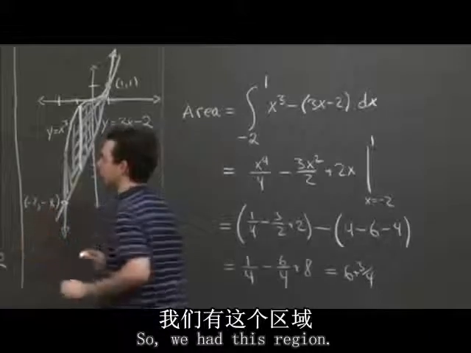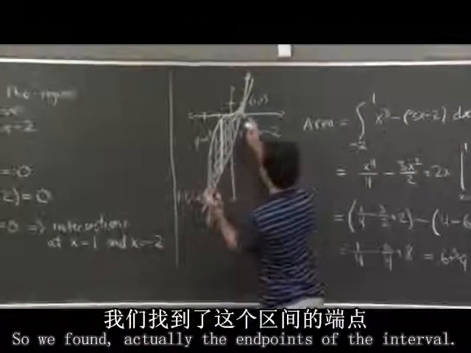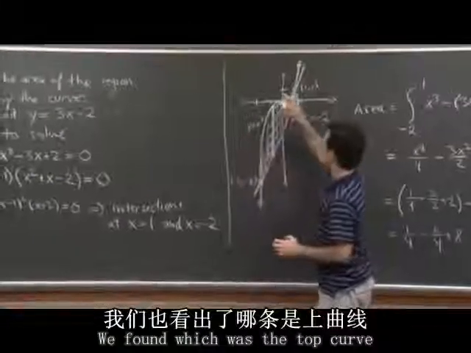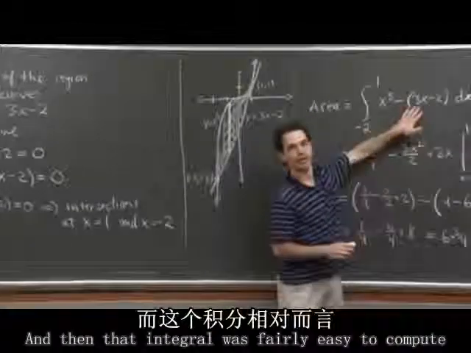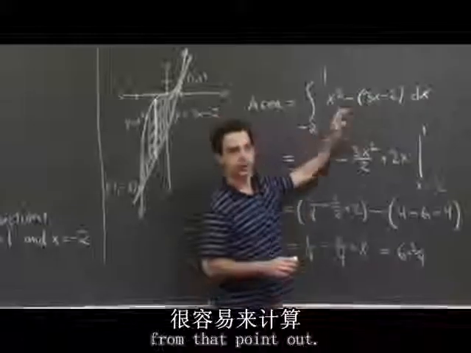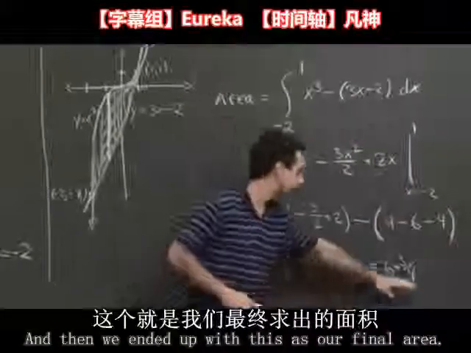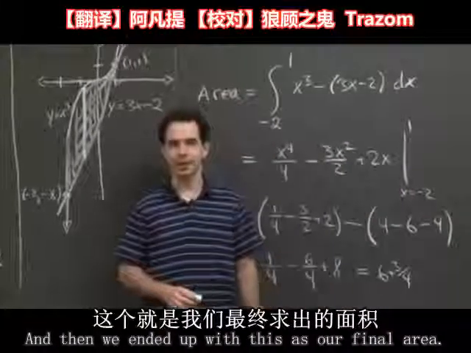So we had this region. We found the endpoints of the interval. We found which was the top curve and which was the bottom curve. And that let us write down this integral. And then that integral was fairly easy to compute from that point out. And then we ended up with this as our final area. So I'll end there.